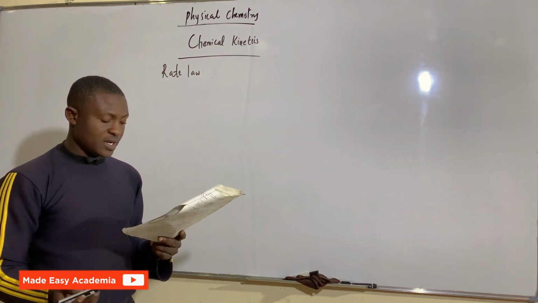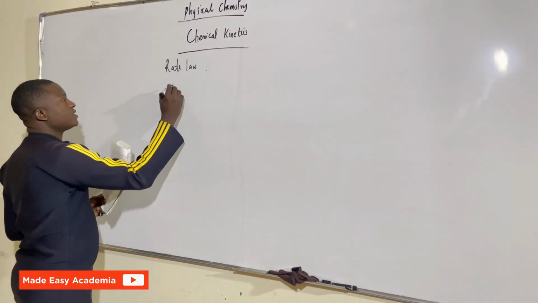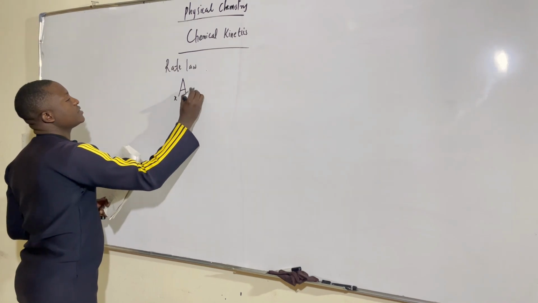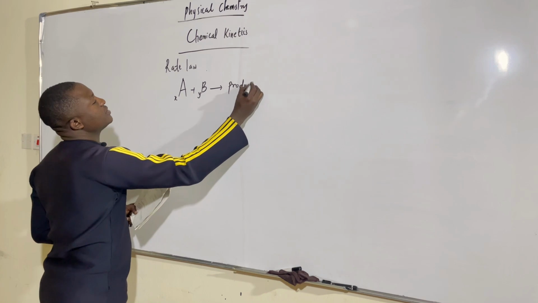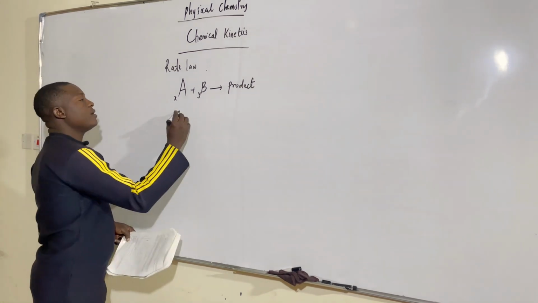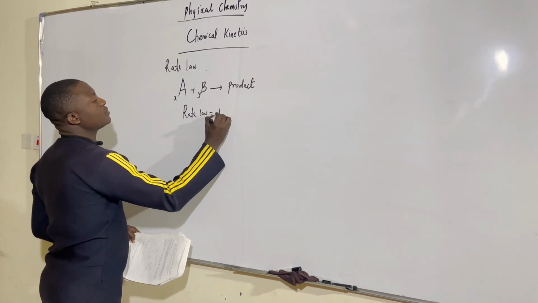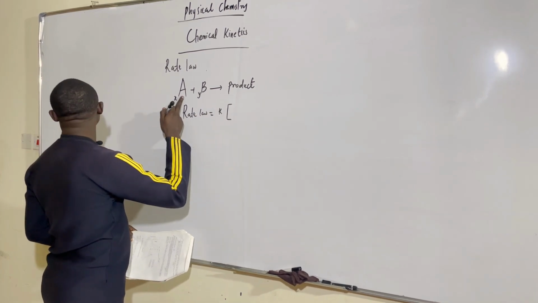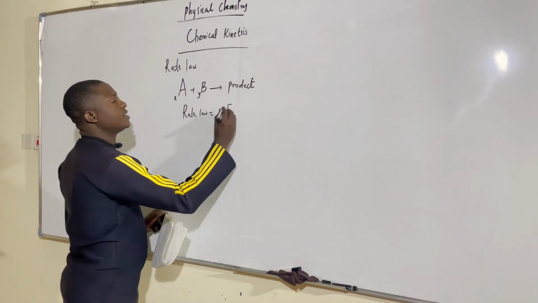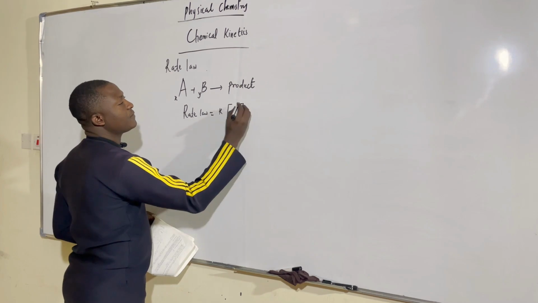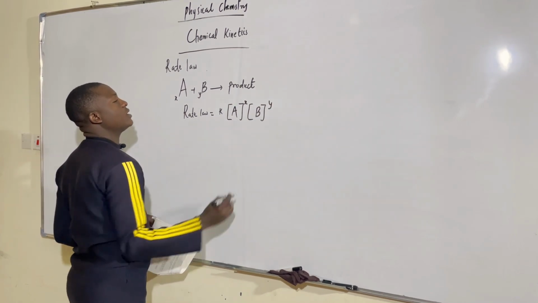reaction to the concentration of the reactant raised to some powers. So what are they trying to say? Let's say for a reaction like this, let's say I have X, and we have product. If I want to apply the rate law here, I just have rate law is equal to constant. You can see the first one is A. We normally base on what we have at the reactant side. That is A raised to the power of X, and the second one is B raised to the power of Y.